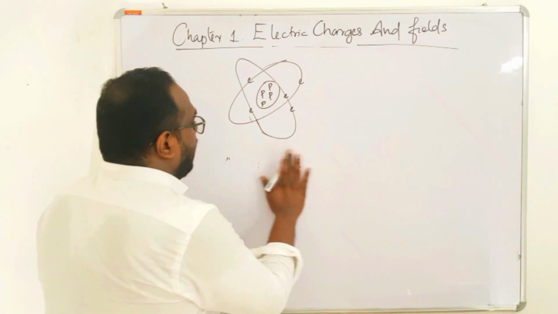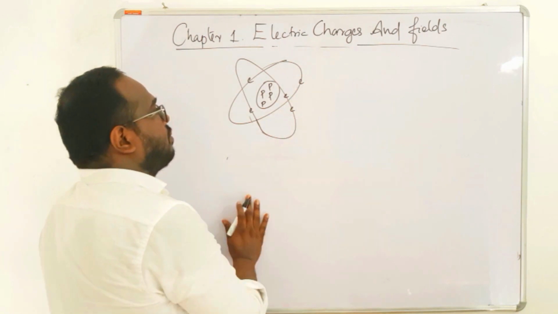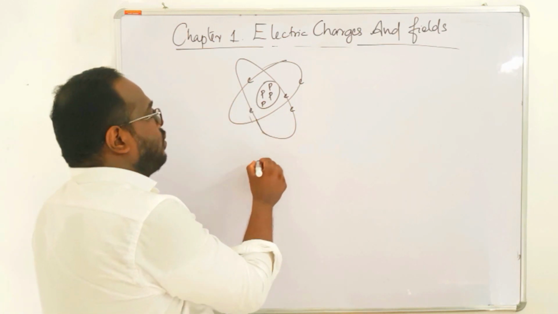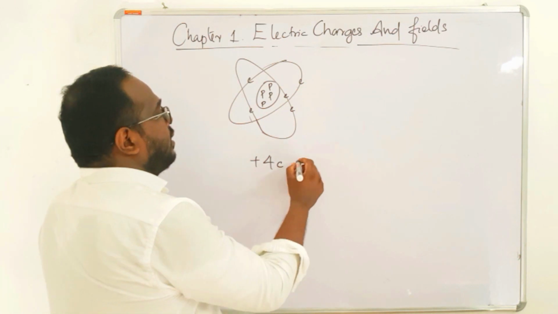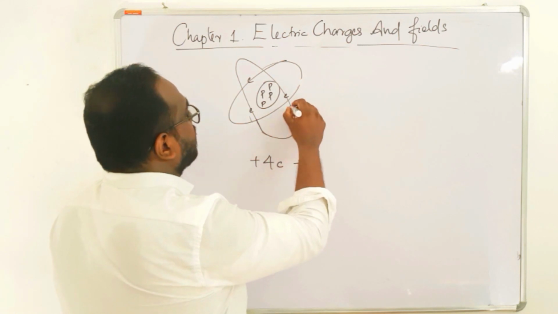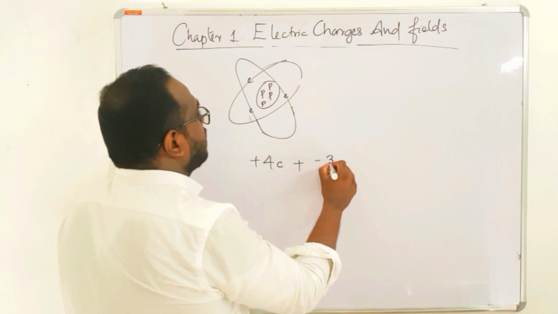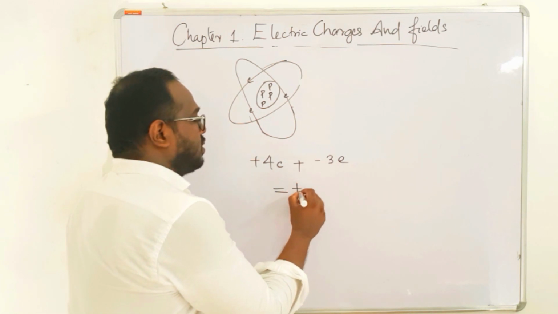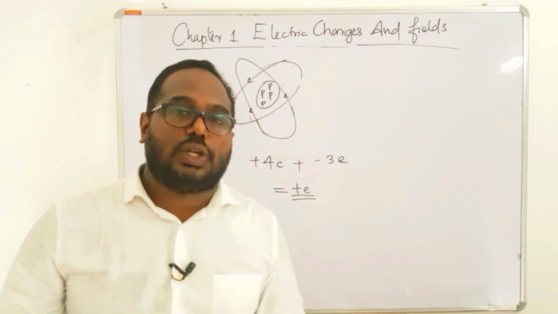On the other hand, if you are able to remove 2 electrons from this atom, by any means, what is the net charge now? Plus 4E, since the protons are still 4. I remove these two, and the total left is 1, 2, 3, minus 3 electrons. What is the resultant? Plus E. 1 proton is in excess, so this is a positively charged atom.